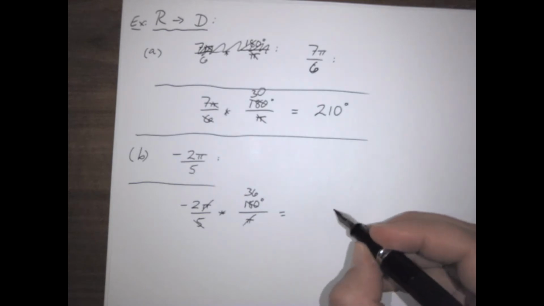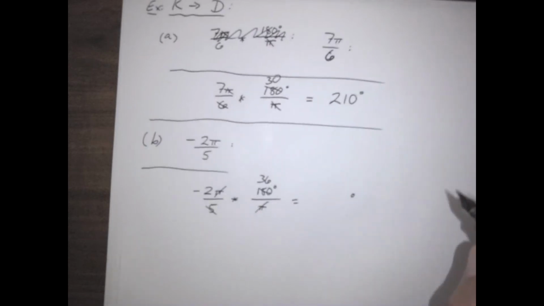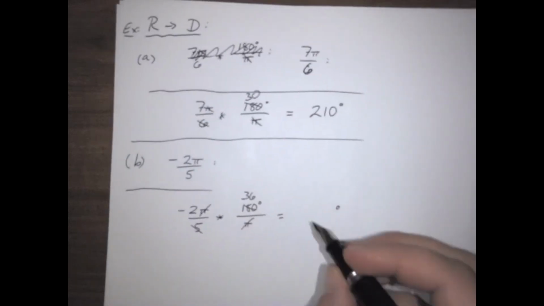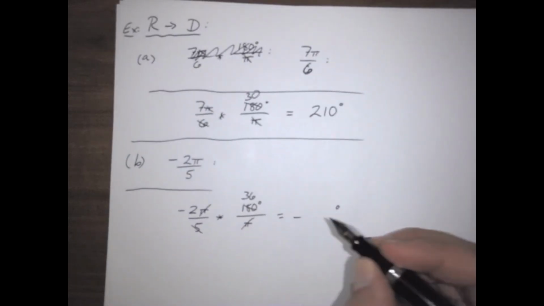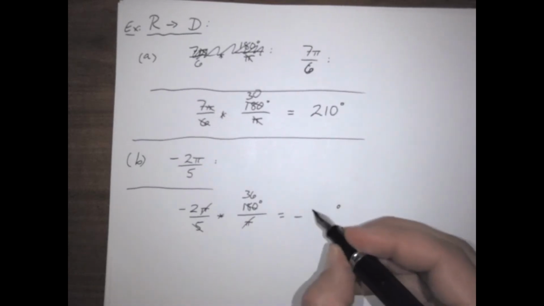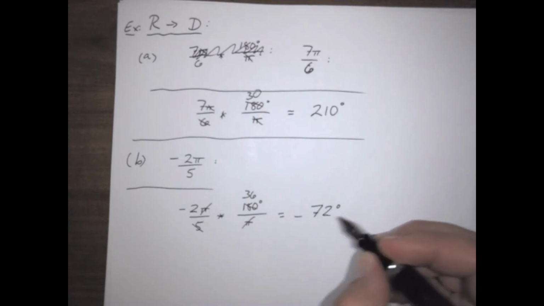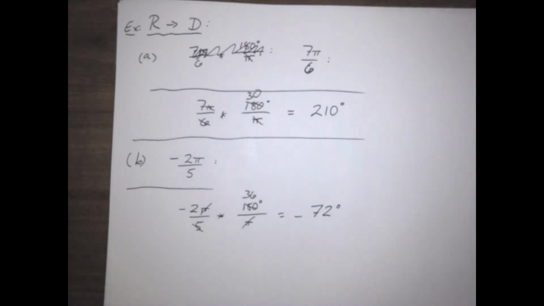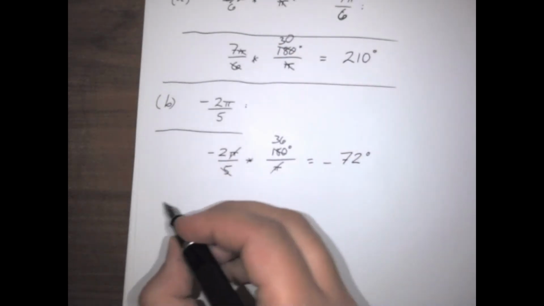So what have we got left? Well, it's still going to be degrees, and it's still going to be negative. A negative degree measure will correspond to a negative radian measure. That shouldn't surprise us. And then 2 times 36 is 72. So negative 72 degrees. Now, just for the sake of it, what about just 1 radian?